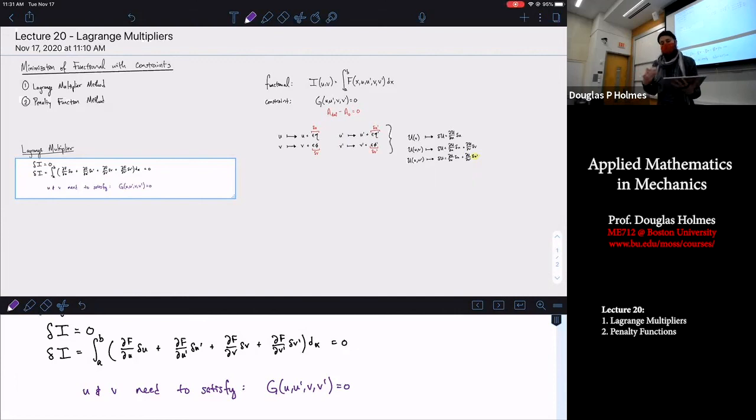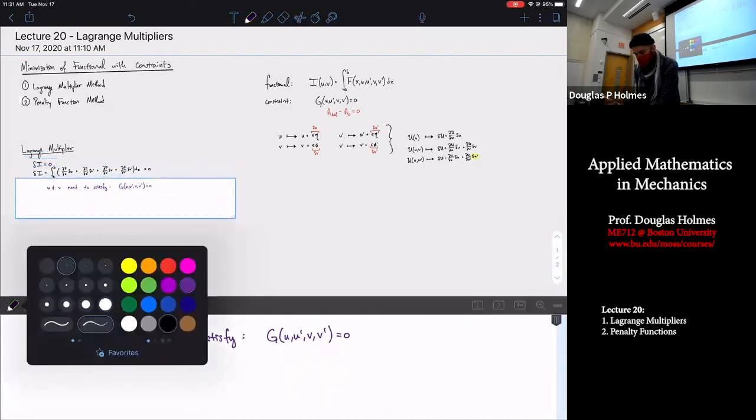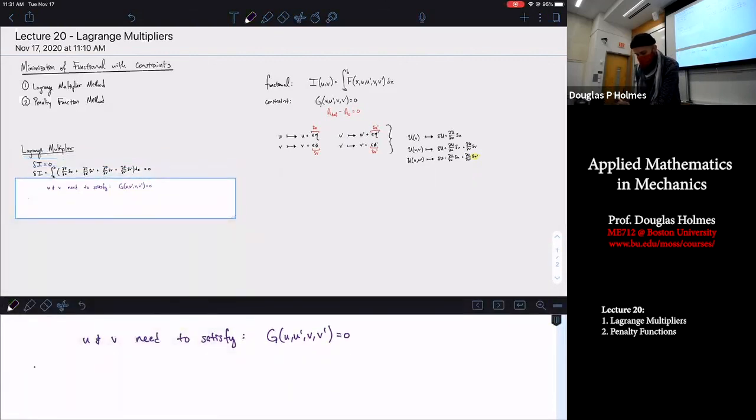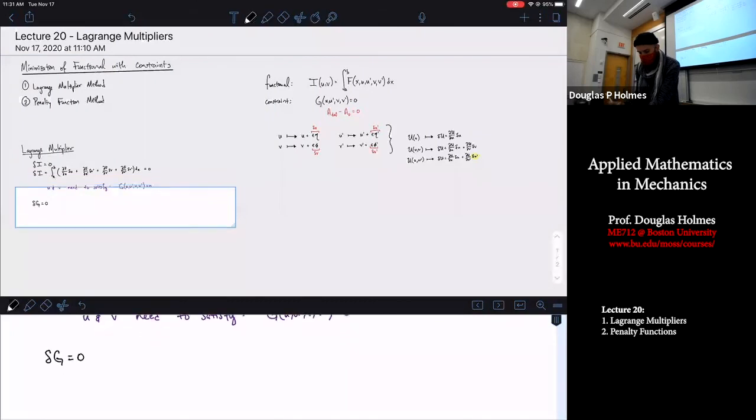The way we ensure that U and V satisfy this constraint is we say, okay, well, we're also going to ensure that the first variation in G is equal to zero. Now that's straightforward to calculate as well. It's going to look basically the same, except we replace F's with G's and we don't have an integral at the moment.